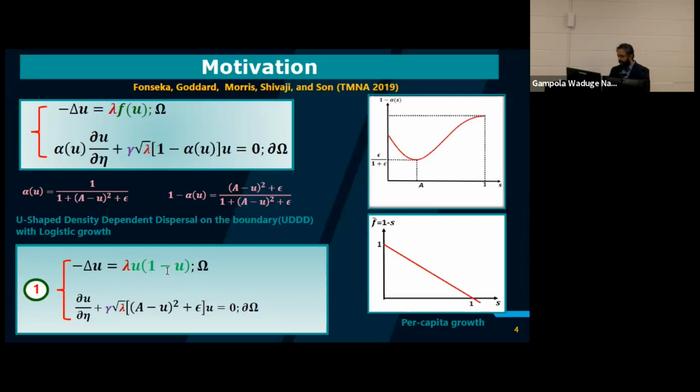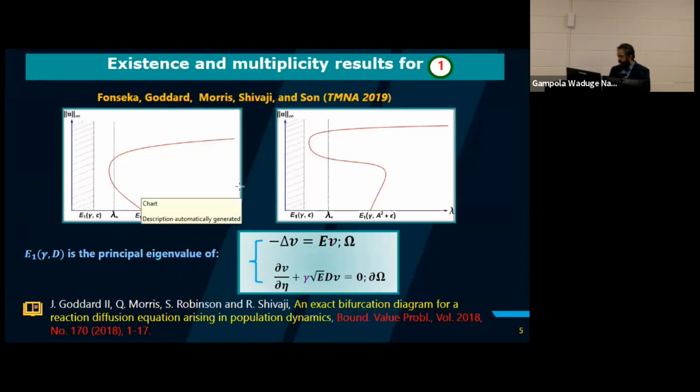For this model, we proved several interesting results, and here is one result that we proved for that model. We showed that there exist at least two positive solutions to the left of E1 gamma comma a squared plus epsilon for a certain range of lambda, and no positive solutions for lambda small. So here are two scenarios that we could expect. Actually, in the one-dimensional setting, we observe that both of these bifurcation diagrams occur.